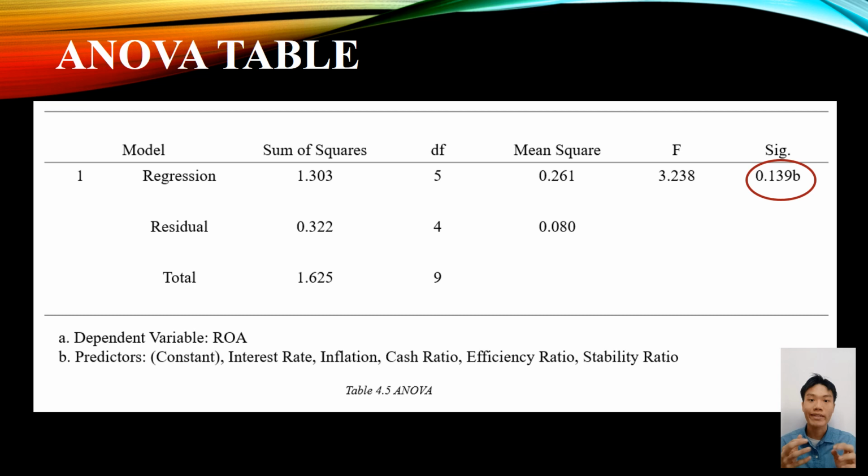Lastly, this is the ANOVA table, which shows the model in terms of regression and residual. From here, we can see that the significance shows 0.139. That means the p-value of 13.9% is higher than the normal significance level of 0.05, which is 5%. So from here, table 4.5 shows that the independent variables on the financial vulnerability of the selected non-profit organizations do not adequately explain the variation in ROA concerning these financial variables.